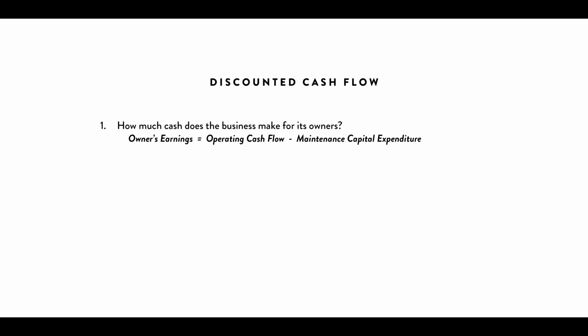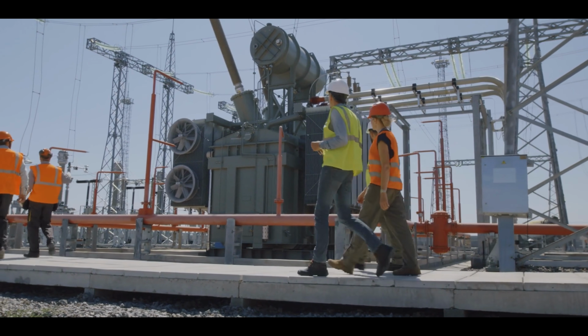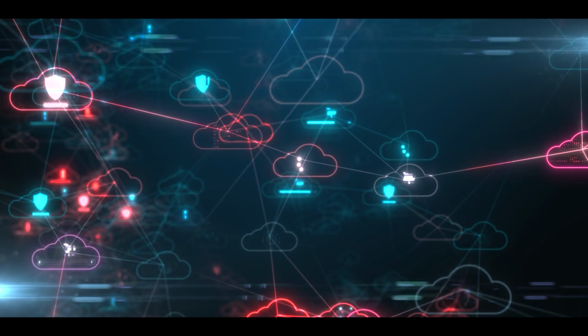Then what we do is we grow the current owner's earnings by our decided growth rate for the next 10 years. After we've done that, we imagine we're going to sell the business for say 10 or 15 times the owner's earnings. And that number very much depends on the type of business you're looking at, whether it's a big energy company or something like a high-flying, high-margin SaaS company.